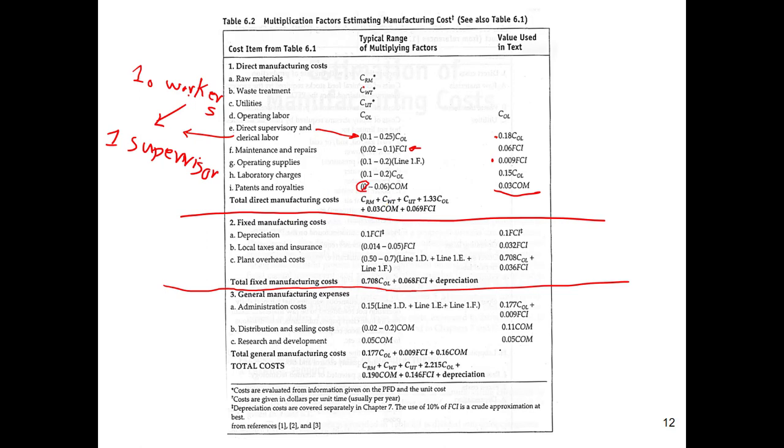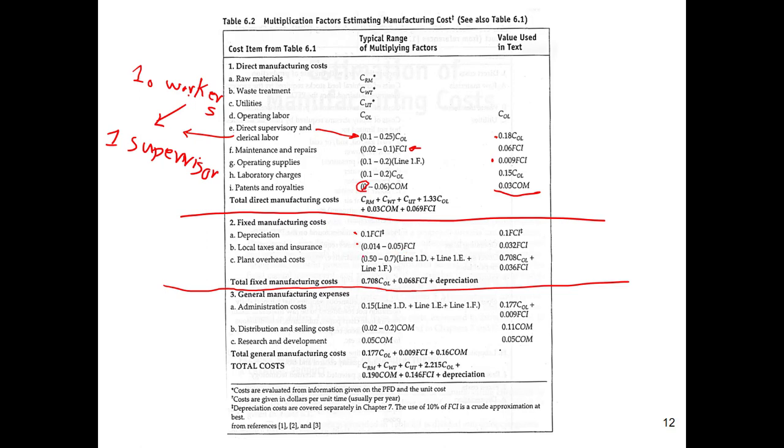And then the total direct cost is the sum of all the costs that you have: raw material, waste treatment, utility, labor, cost of manufacturing, and also the maintenance, operating labor, and all these items. We have the same thing for the fixed manufacturing costs. Depreciation is usually 10% of the fixed capital investment. Local tax can change from, let's say, 1 to 5%.